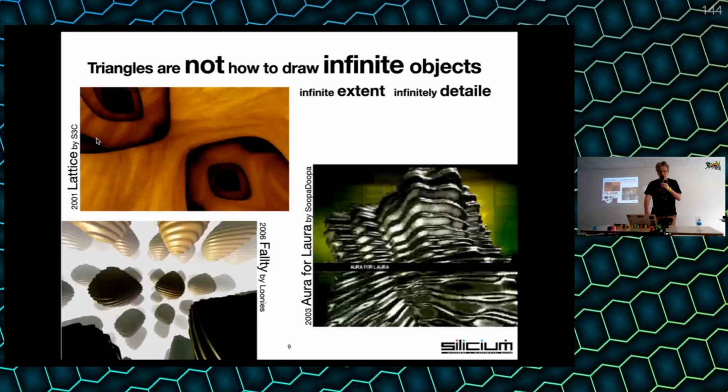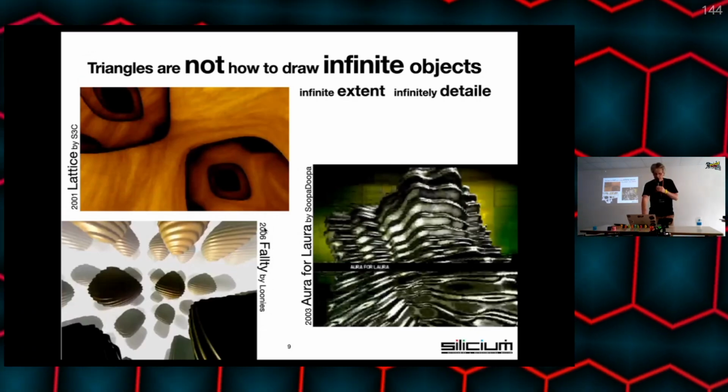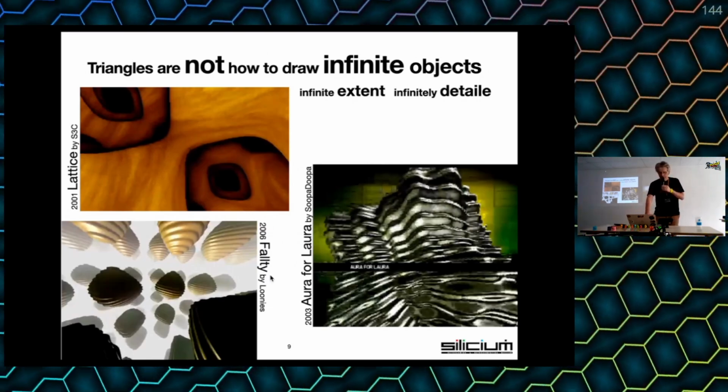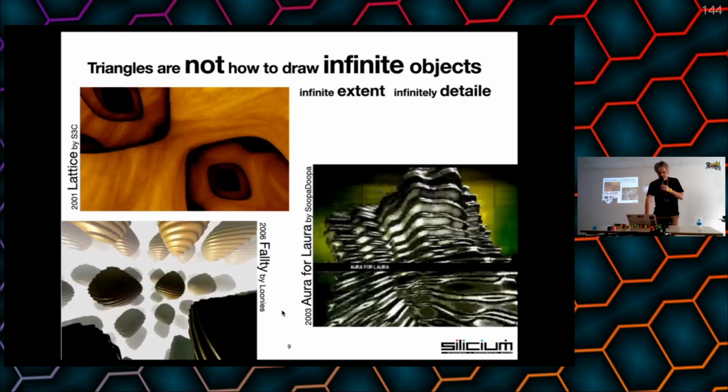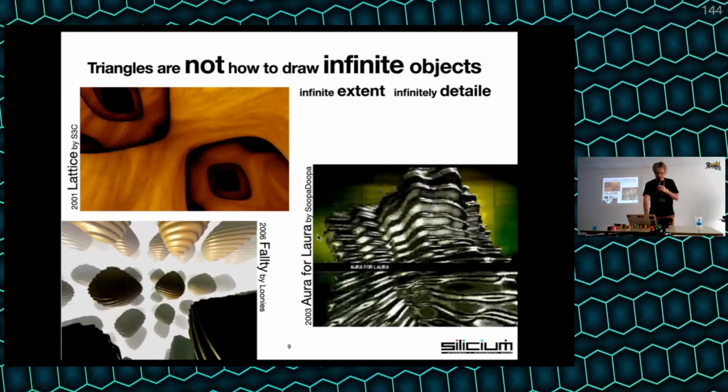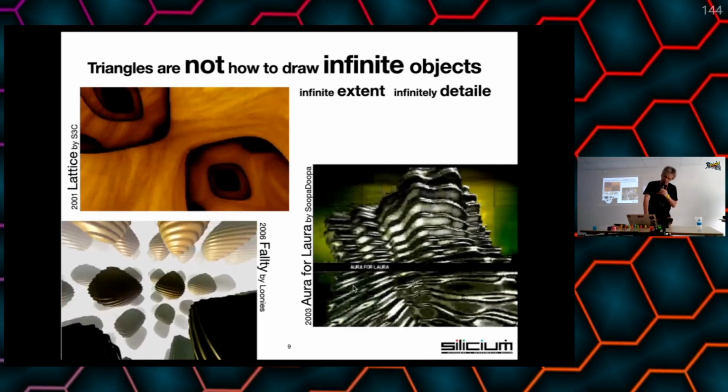Lattice by S3C. This one, 2006, this is clearly done with a shader, with GPU. But still, that's among the early ones. So this one, 2003, that's also an early one. Aura for Laura by Sopadopa.